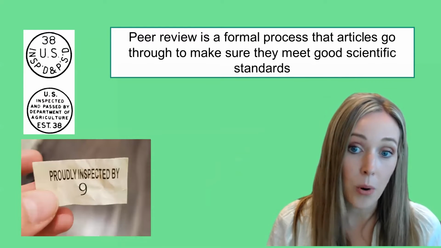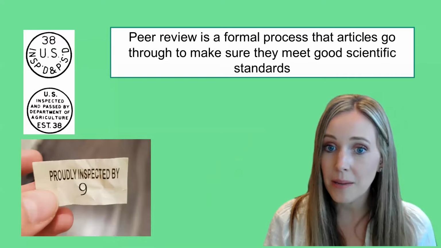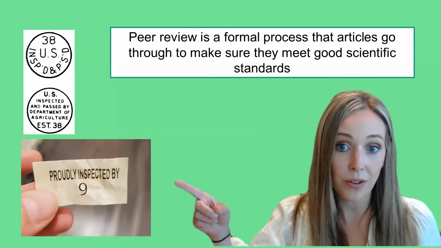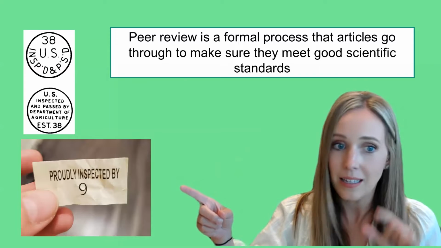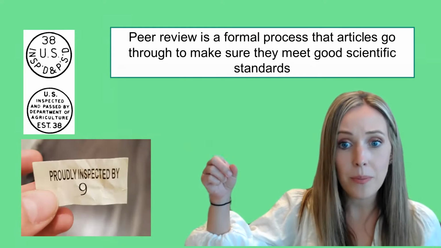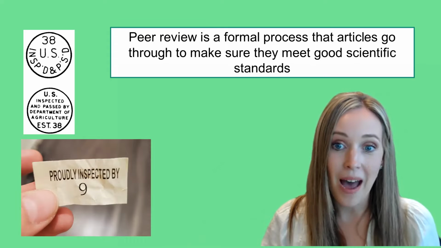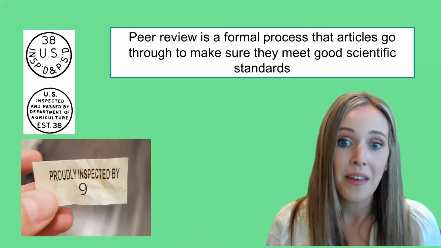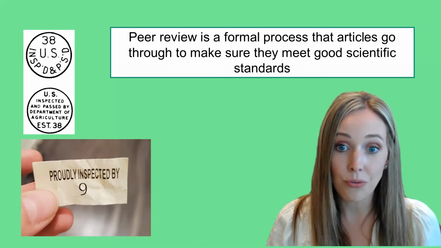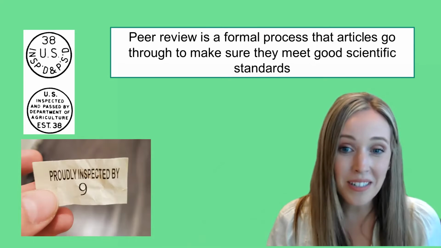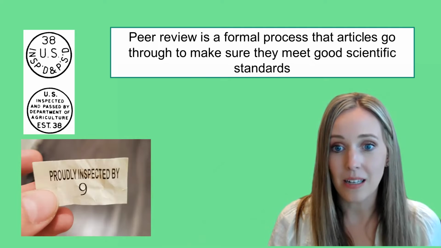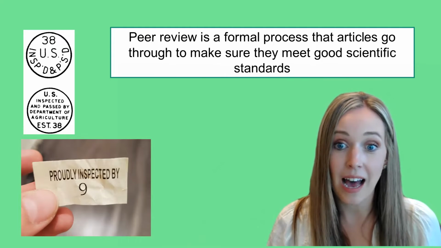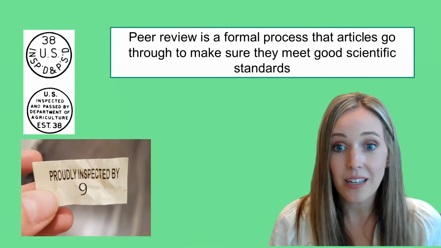Peer review is a formal process that articles go through to make sure they meet good scientific standards. It's kind of like if you have ever purchased clothes and you saw a little tag that says inspected by, or if you buy a package of meat, you'll see on the packaging that it has been inspected and passed by the Department of Agriculture. And these are quality control assurances that your food isn't going to make you sick. And it's the same thing for academic articles, that they are ensuring that the information is accurate and trustworthy.